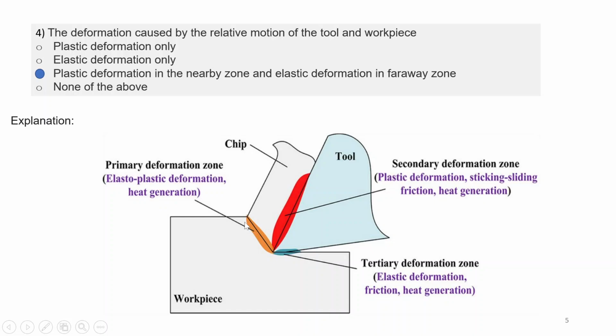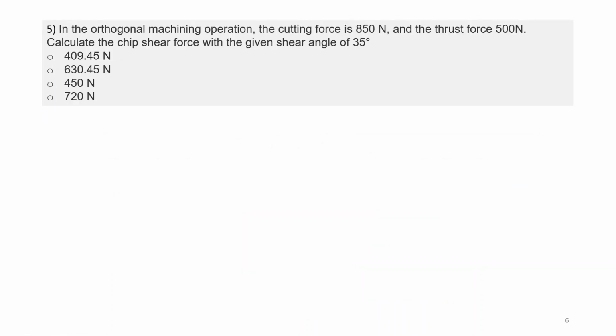Here in this image you can see there are three zones. In the primary deformation zone, there is elastoplastic deformation and heat generation. In the secondary zone there will be plastic deformation and also sticking and sliding friction. In the tertiary zone, in between tool and workpiece, there will be elastic deformation, and as you keep going far from the cutting edge, you will have more elastic deformation compared to plastic part.